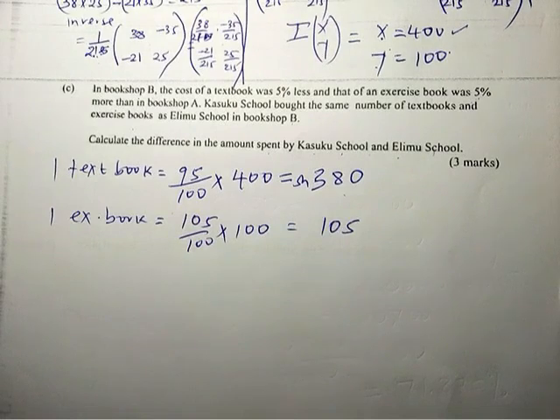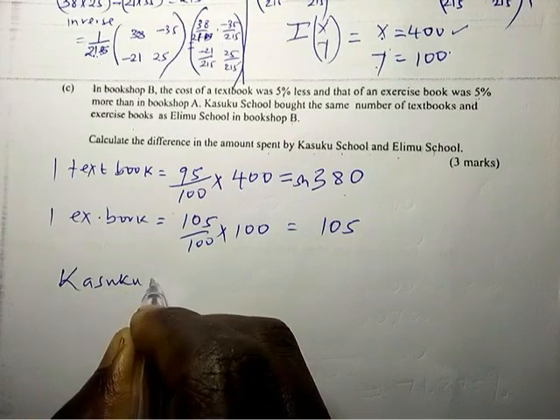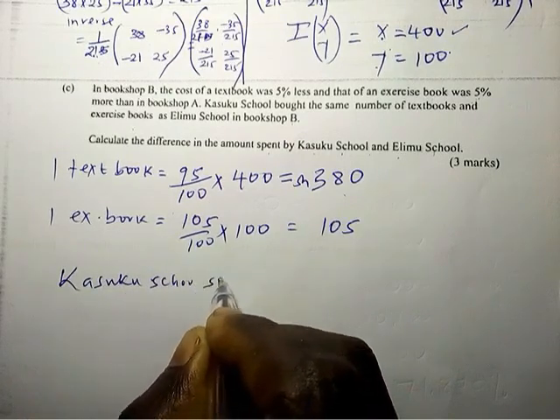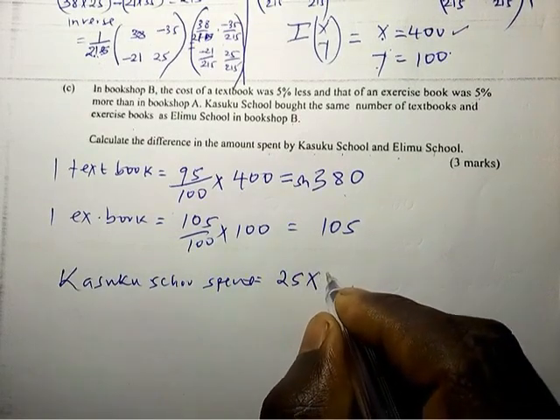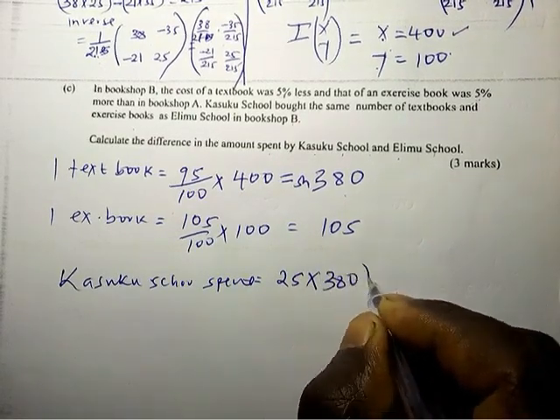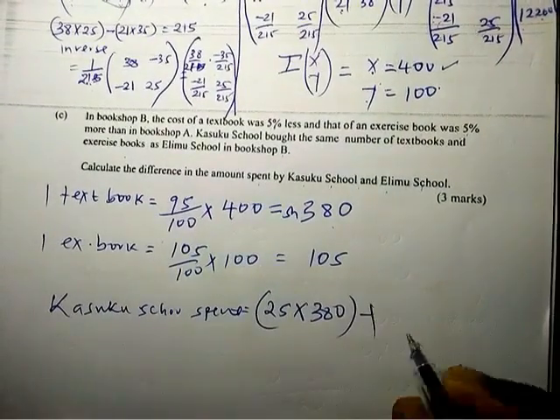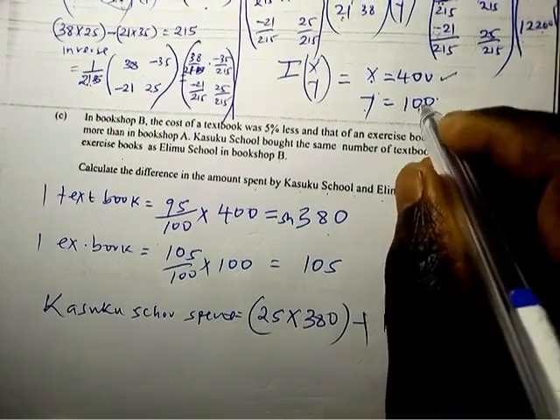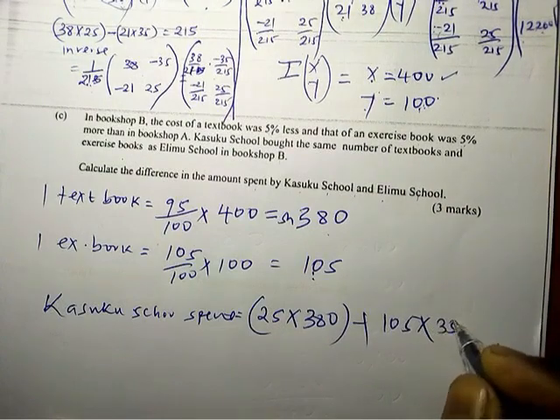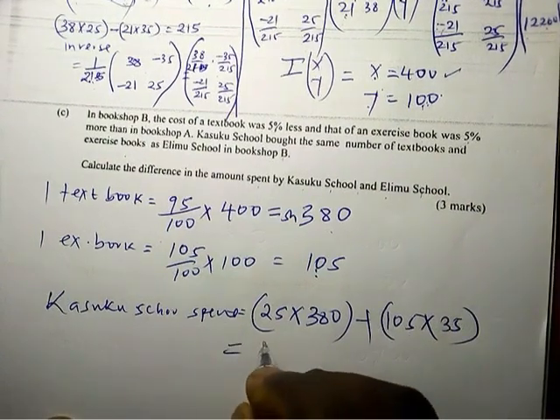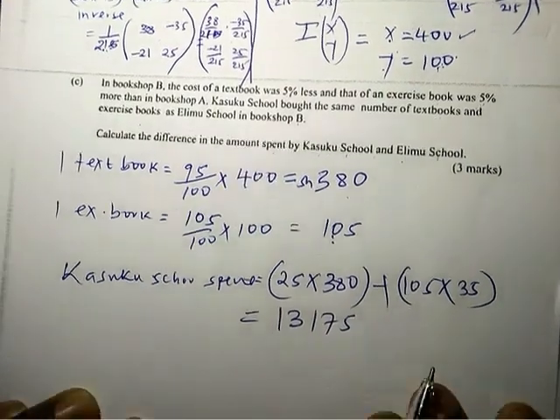So we want to see how much they will spend. So Kasuku school spent 25 times 380, because they bought the same books, which were 25, and then plus 105 times 35 books. So the total they spent is 13,175.